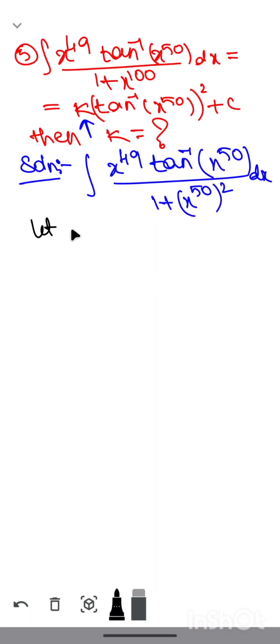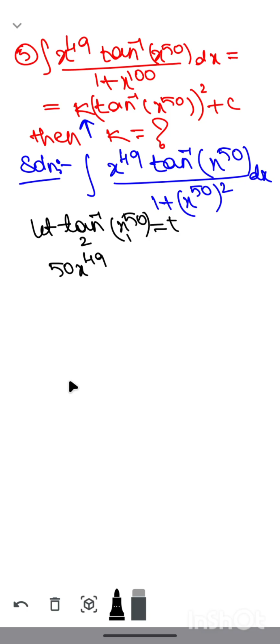So let us assume tan inverse of x power 50 as a substituting variable t. Now differentiate LHS with respect to x, RHS with respect to t. The derivative of the LHS is in the form of a composite function. Derivative of composite functions can be done easily by differentiating the inner function first and the outer function second. So differentiation of x power 50 is 50 into x to the power 49, because we are using the formula for x power n.